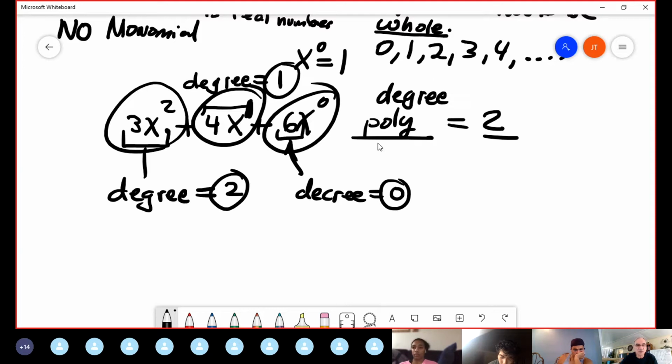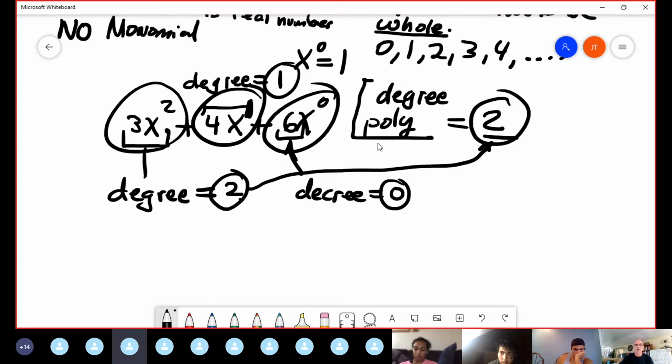This 2 is this 2. You take the degree of each monomial. This is the degree. Super clear?